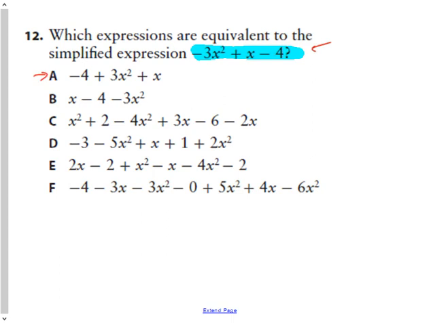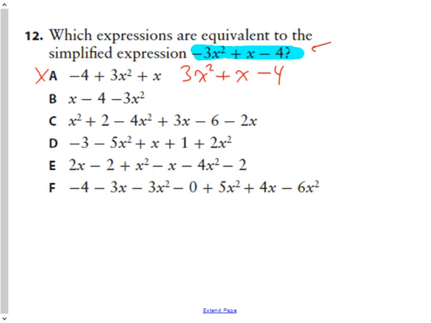So I'm going to start with my positive 3x squared, and my second degree term is my x's, and then finally my constant of negative 4. And when I compare the two expressions, I realize that the difference between the simplified expression and the one I just did is this negative symbol. So therefore, A is not the same as the simplified expression that it's asking you to compare.